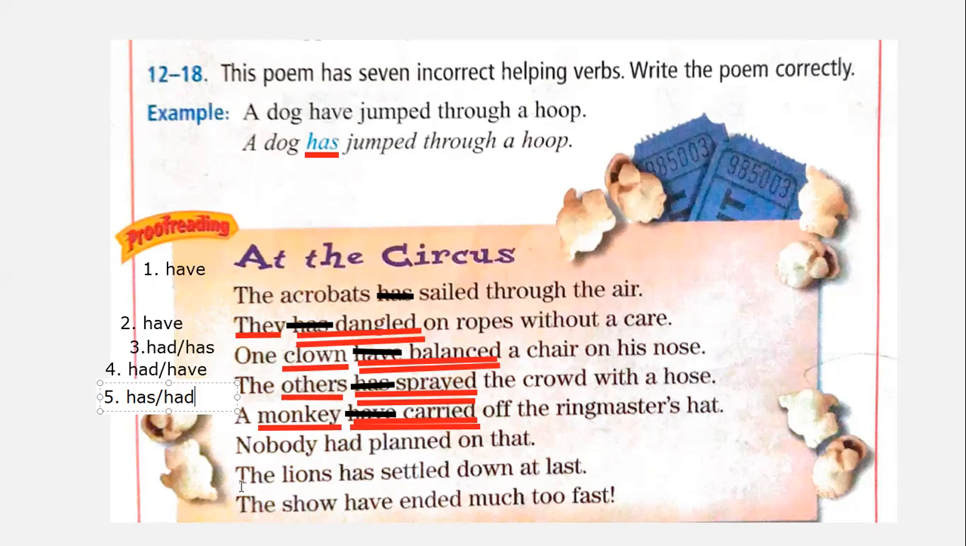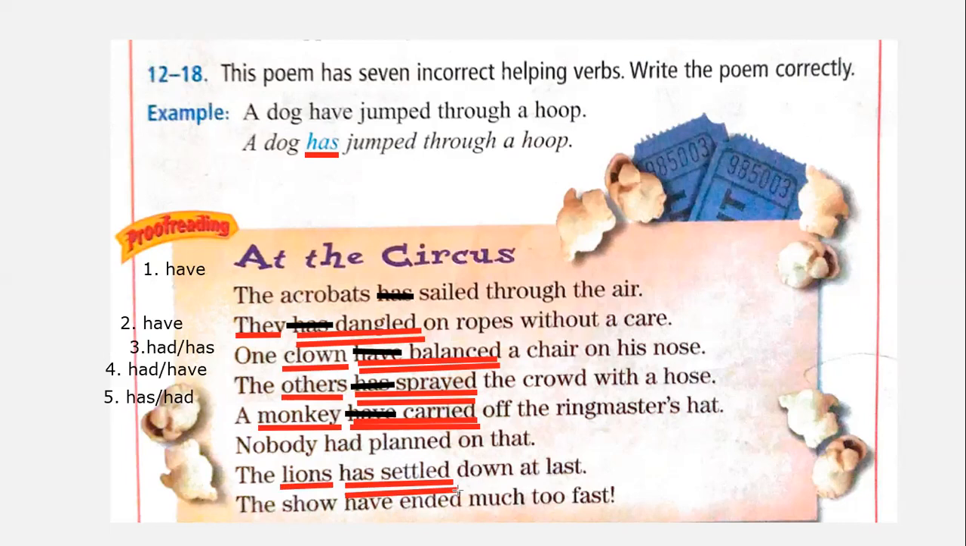The lions have settled down at last. The lions have settled. I don't know, there's something about it that doesn't sound right. So we go back and we do the same thing. Although the directions are not asking for this, I want to discuss it so that you guys can get the hang of this, okay? So we identify the subject, lions, and we also identify has settled as the verb phrase. And now we have to look at the helping verb, and we are going to look at the subject to see if they agree or not.